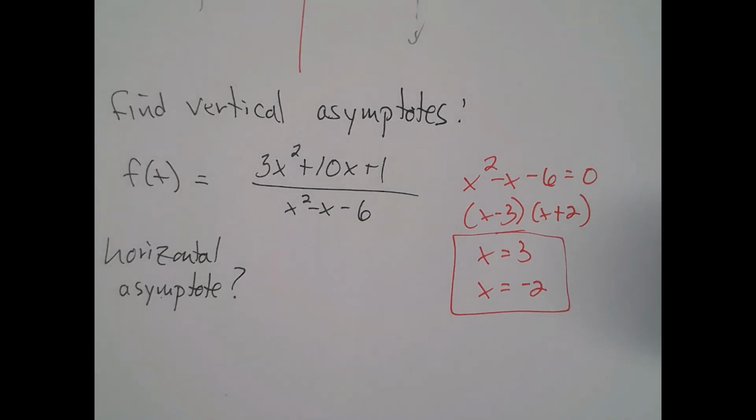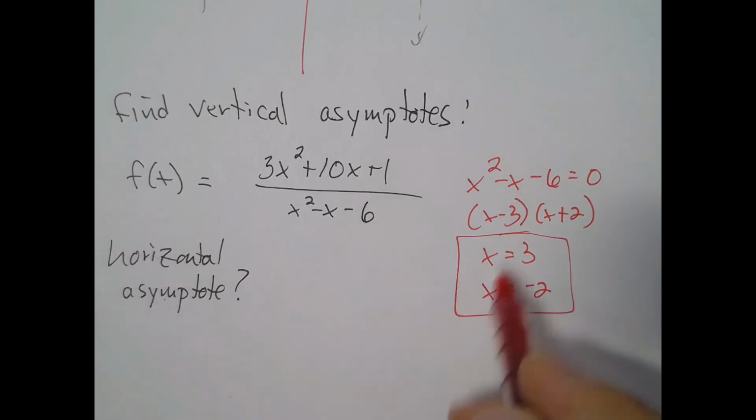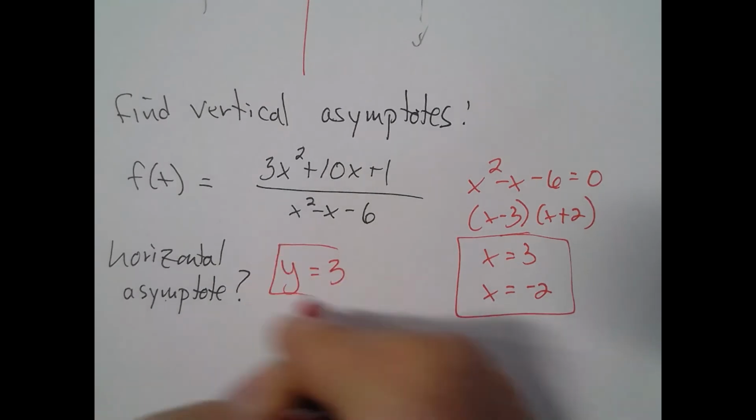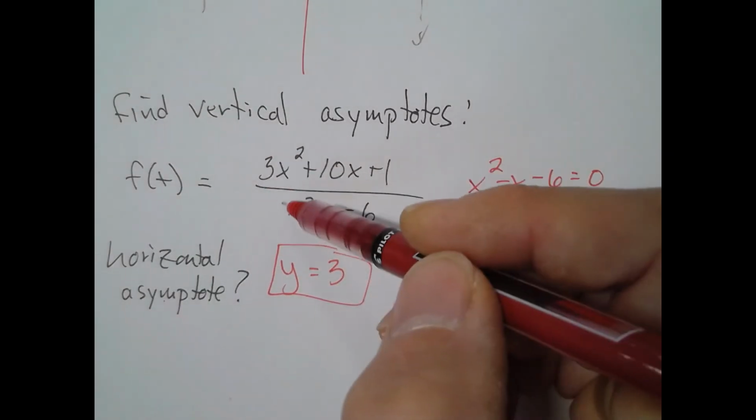Can somebody tell me what it is? Ashley, what do you think? y equals 3. Very good. You do not get full credit if you just write 3 here, because it's a line. A line has to either be x equals or y equals. So the horizontal asymptote is y equals 3, because they're the same degree, so it's just the ratio of the coefficients, 3 over 1.